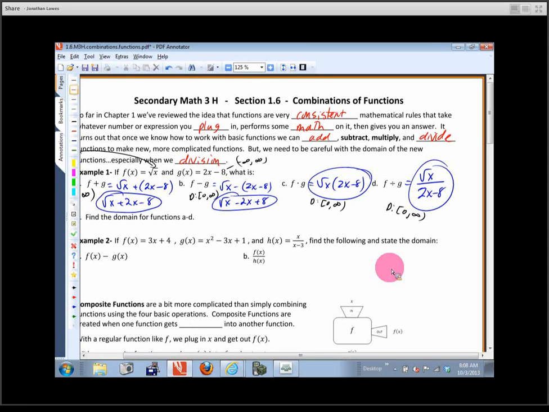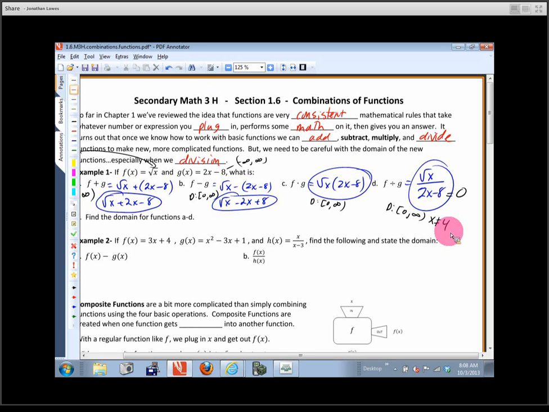X can't equal 4. By dividing these two functions, I've introduced another domain issue. I need to make sure that the denominator is not equal to 0. And what would make that equal to 0? 4 would. So in addition to restricting it to just 0 to infinity, I'm also going to have to throw out the number 4. So when I say it's at least as small as the smallest of the two, the smallest of the two is from 0 to infinity, I have to throw out an extra number because of the operation that I'm doing here.